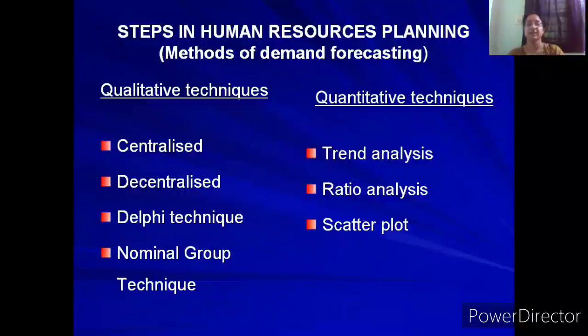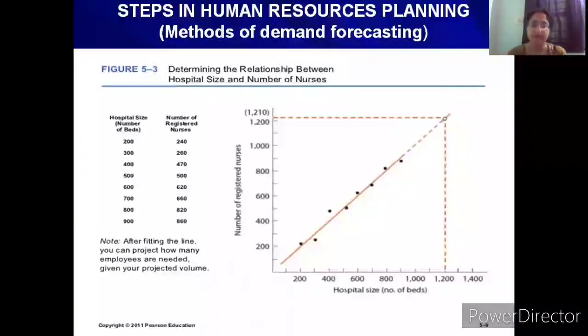Have a look at the last quantitative technique here. You have something known as a scatter plot. I'll give you one example of how a scatter plot works. Now, let us take an example of a hospital. This hospital has so far had only 500 beds. Now, for those 500 beds, it has a certain number of nurses.